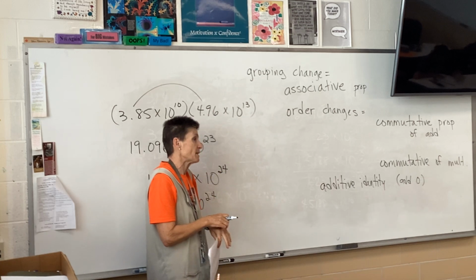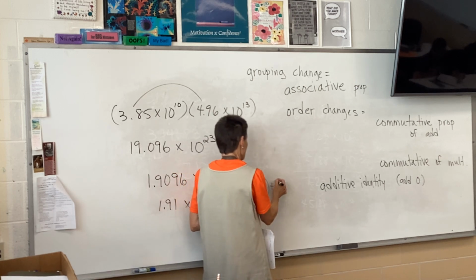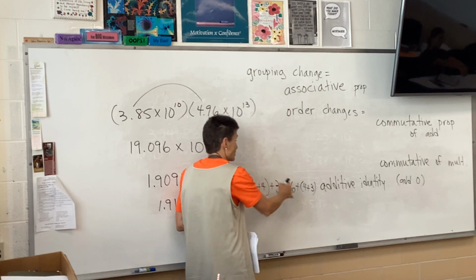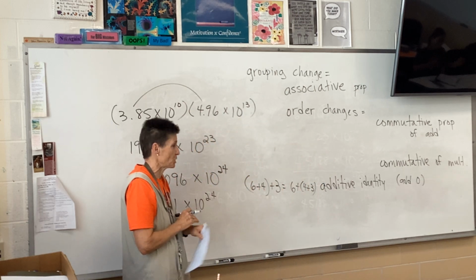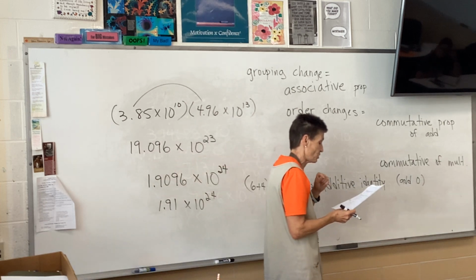We can do the same thing when we add. We can have 6 plus 4 plus 3 equals 6 plus 4 plus 3. That would be the associative property of addition. Our problem, E, is multiplication.